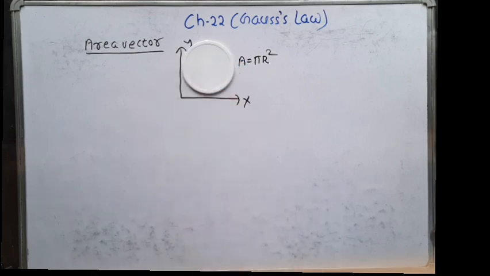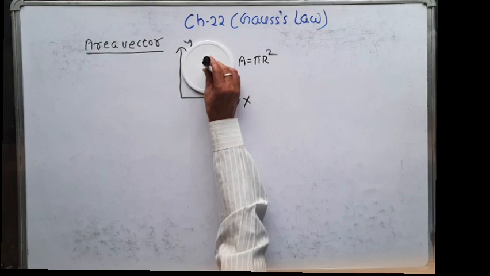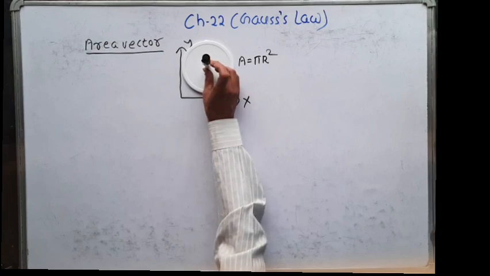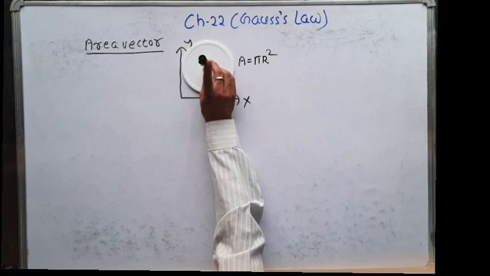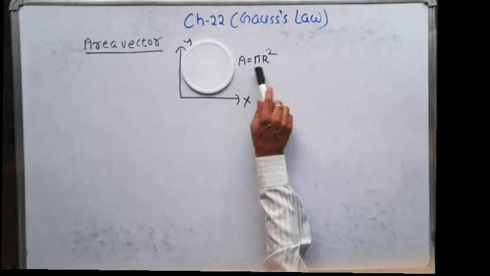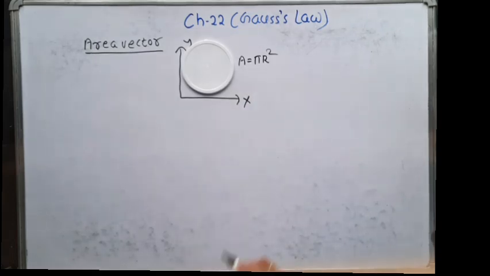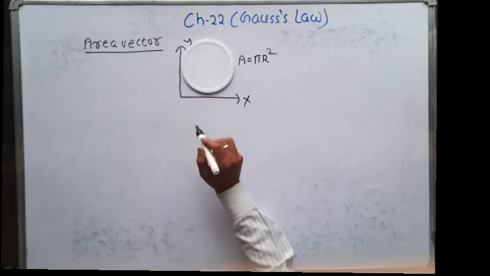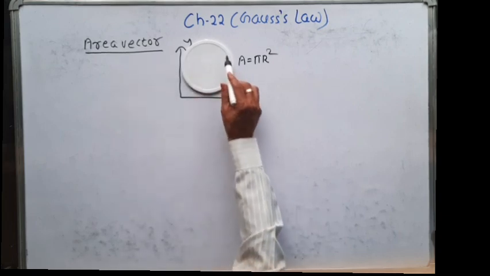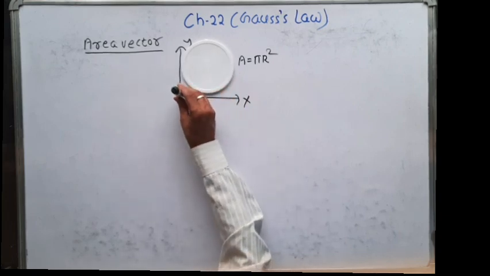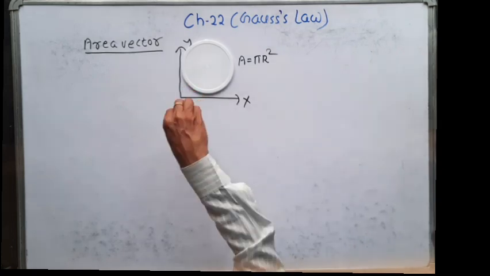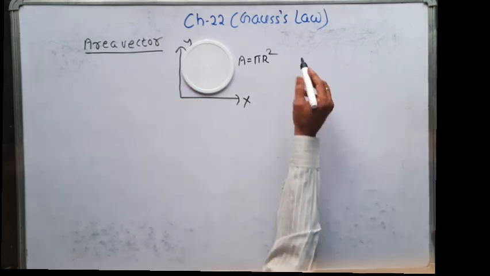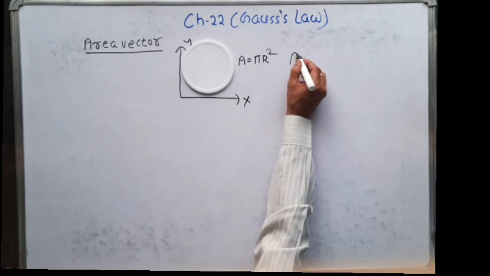The area vector is perpendicular to this area element, that is the disc. So this is the direction of the area vector. And the magnitude of this area vector is pi r square. Now if this disc is lying in the xy plane, then perpendicular to this disc is either the positive z-axis or the negative z-axis.